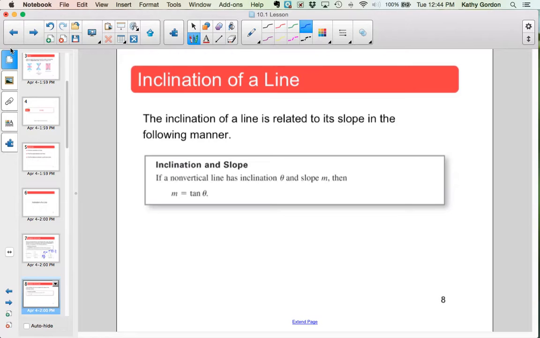So slope and tangent of theta are the same thing. That allows us to set up an equation which we can then use to help us find inclination, because we usually know what the equation of the line is. So if I can find slope from the equation, then I can find the theta using this equation. So you would do inverse tan if you know the slope? Exactly. Make sense?